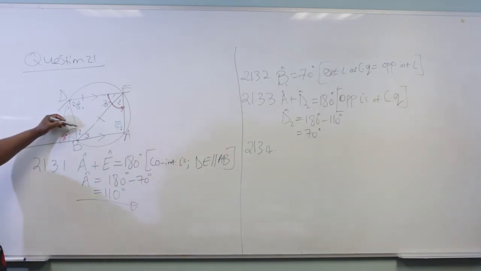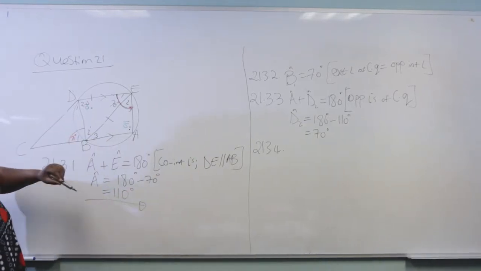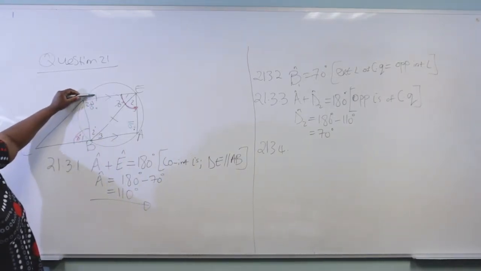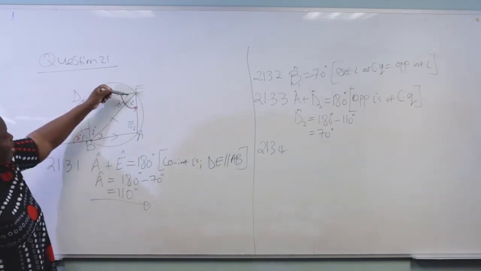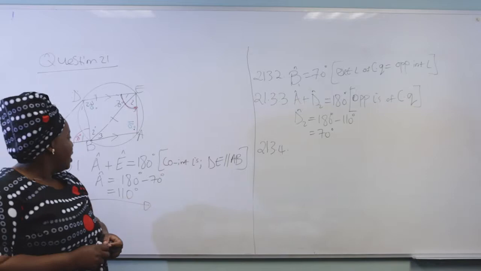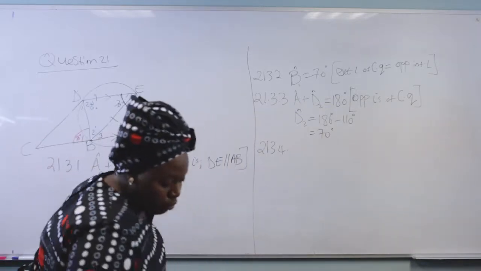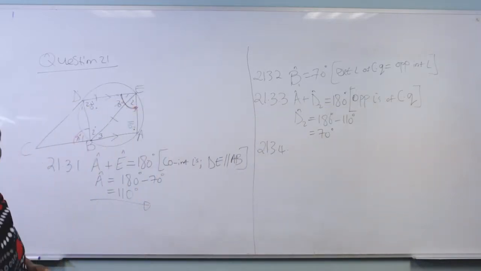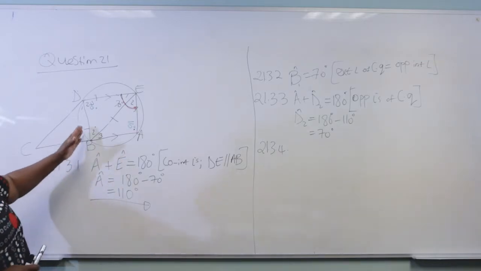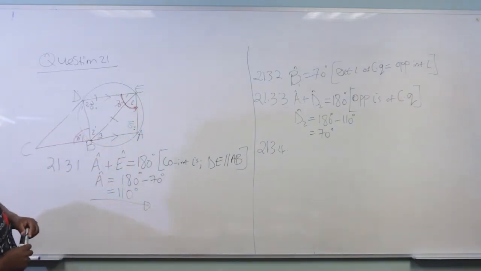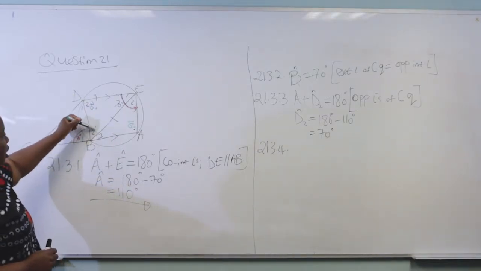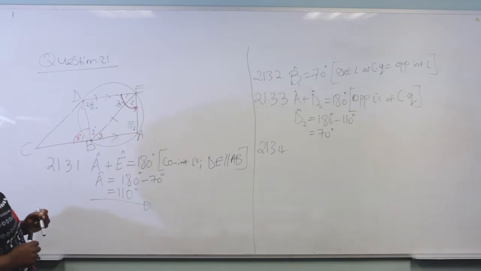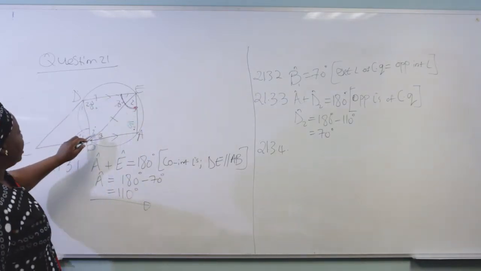Now, we are looking at B2 now. Look at it. B2 is just there. Remember that this side DE is the same as DB. Now, if that's the case, we can be able to find our B2 using this triangle. How? Angle D2 is the same as angle B2 because the sides are equal.